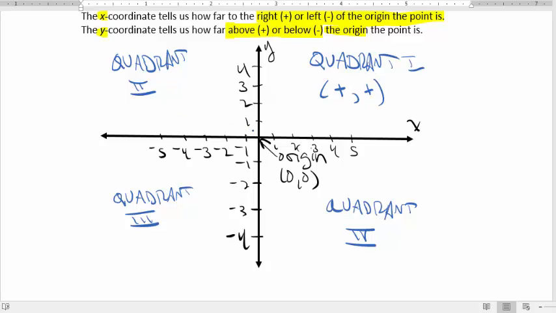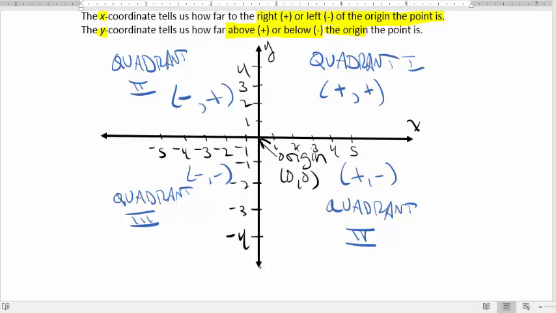In quadrant 2, you went left and up, so x is going to be negative and y is going to be positive. Quadrant 3, you went left and down, so both x and y are going to be negative. And quadrant 4, you went right and down, so x is going to be positive and y is going to be negative. Right? So it just depends on what direction you go. If you go right, x is positive. If you go left, x is negative. If you go up, y is positive. If you go down, y is negative.